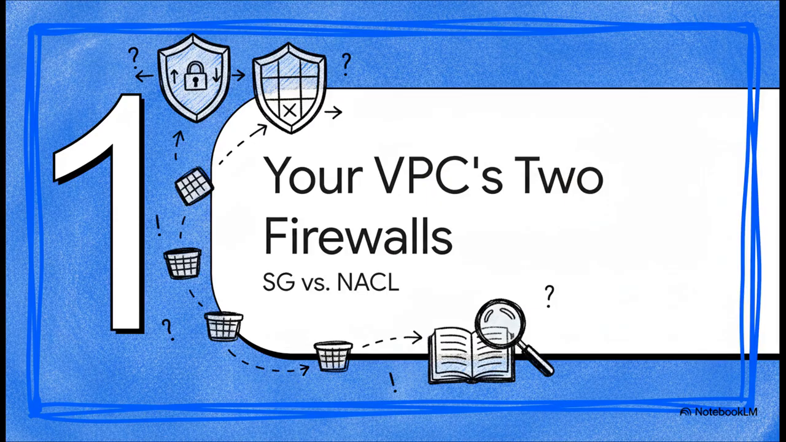So to solve this mystery, we first have to understand that your VPC actually has two totally distinct layers of firewall protection. You've got your security groups and you've got your network ACLs. They both filter traffic, yeah, but they do it in completely different ways. And knowing that difference, well, that's absolutely key for the exam.